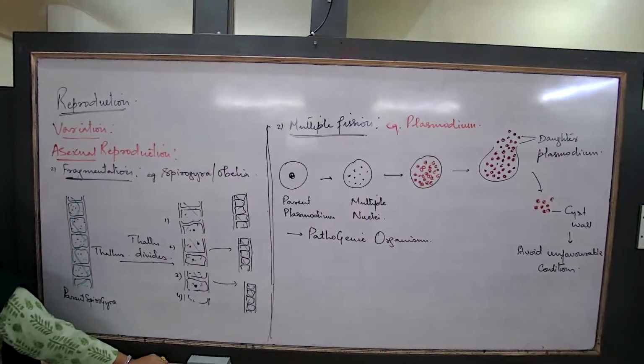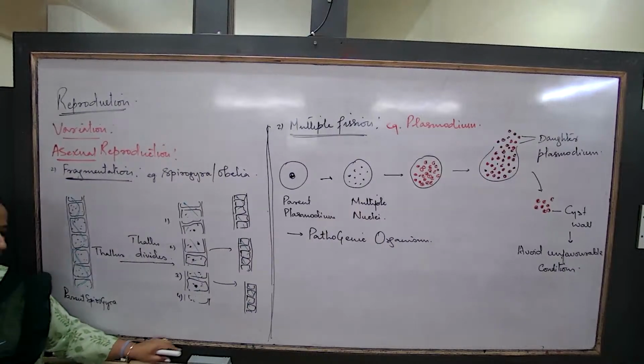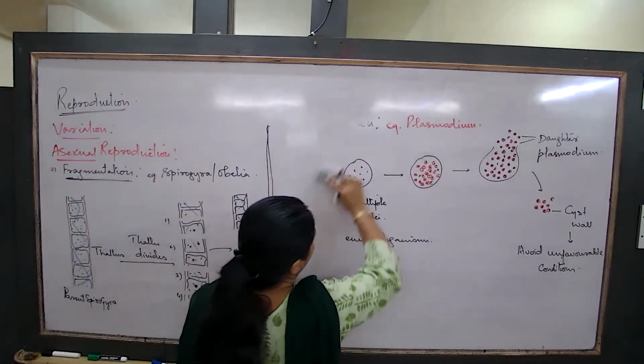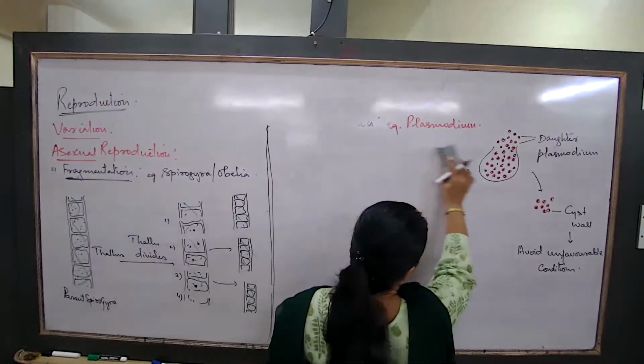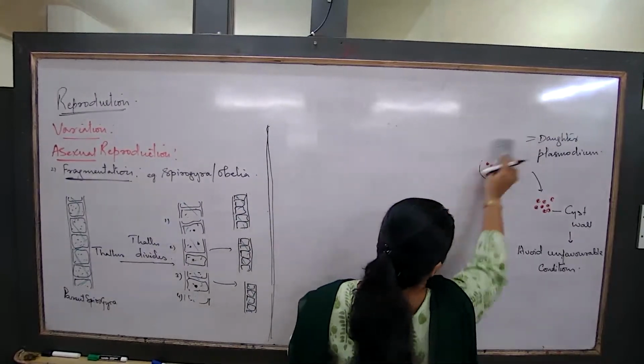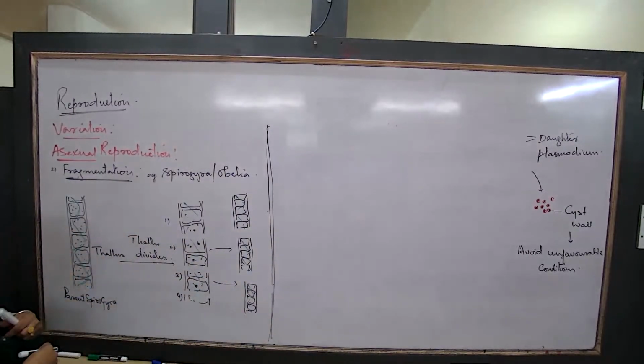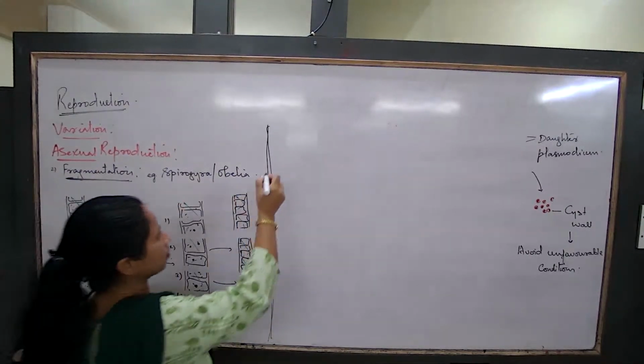That will definitely give rise to a particular fragment there. So this is about fragmentation. What type of organisms show fragmentation? Organisms like Spirogyra, etc.